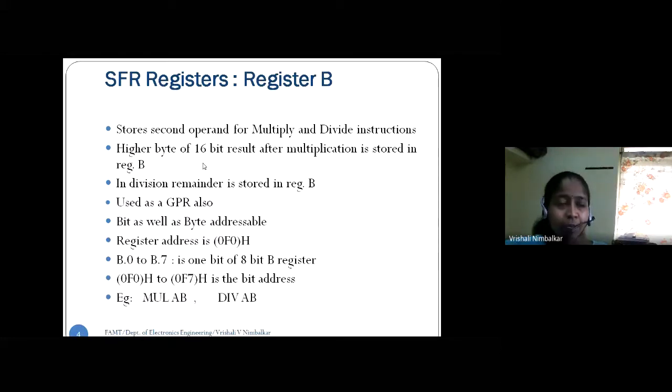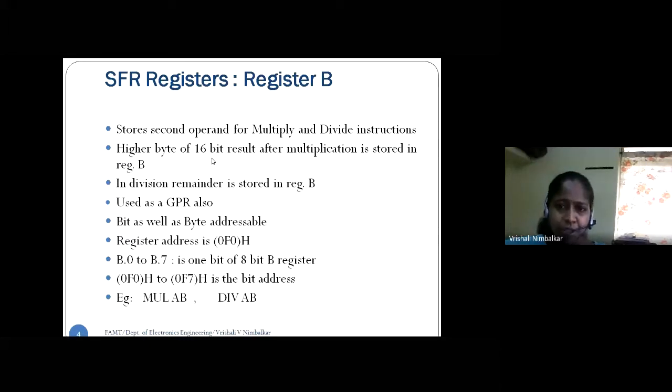Right? For example, in decimal, if I multiply single digit 6 into 2, these are single digits. In decimal, the answer is 12. Meaning the answer is in 2 digits. Similarly, in binary also, 8-bit into 8-bit multiplication can result in a 16-bit answer. Correct? Now, out of that, the higher byte of the result is stored in register B.